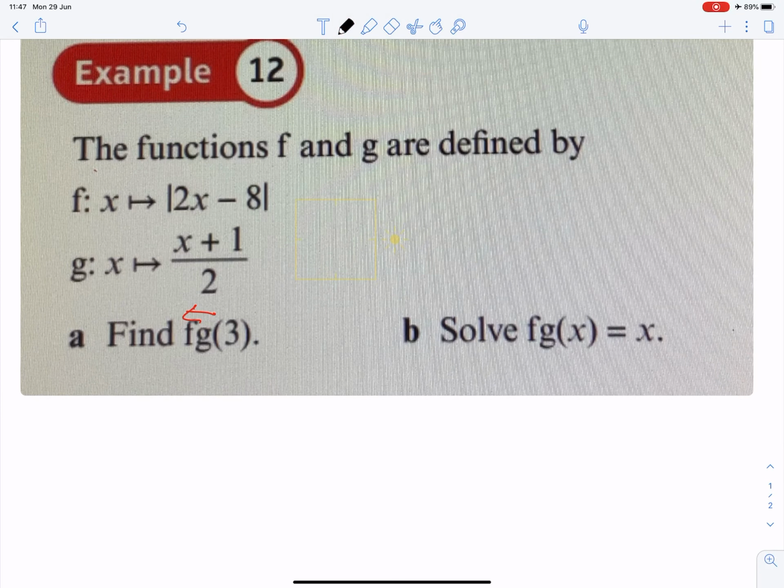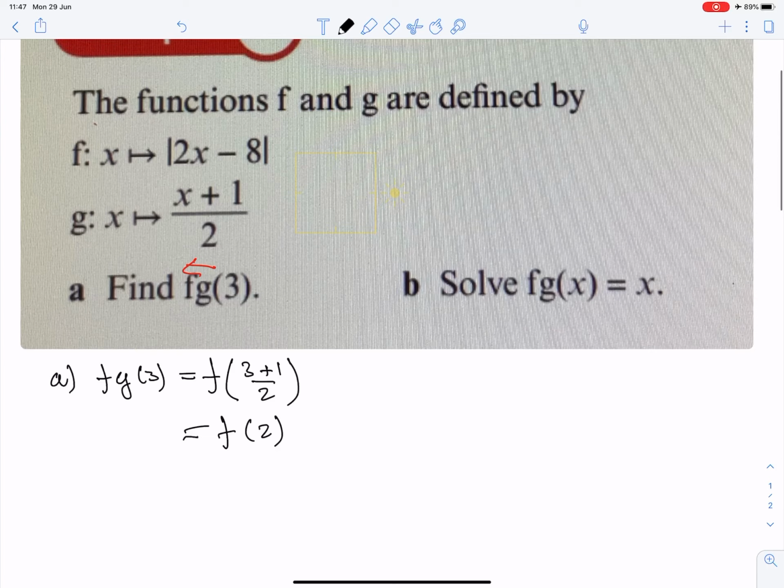So part A, fg acting on 3 means we've got f acting on g of 3, which is substituting the 3 for x, add the 1 and divide by 2. So that's f of 2. 3 plus 1 is 4, divided by 2 is 2.